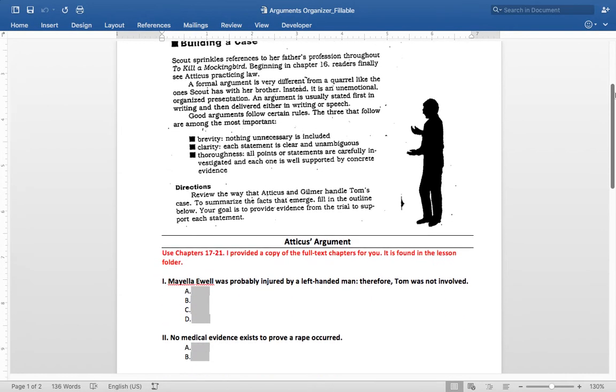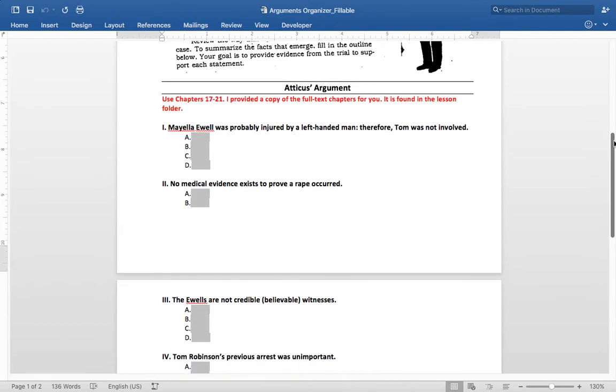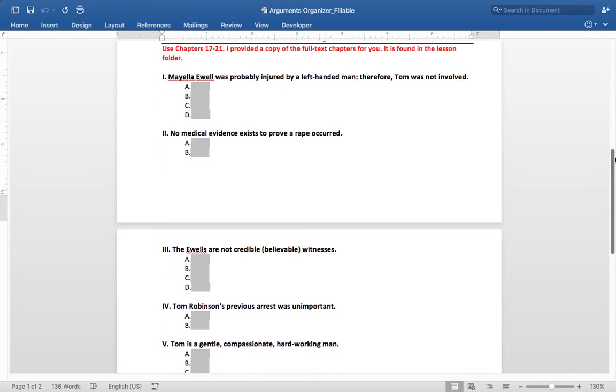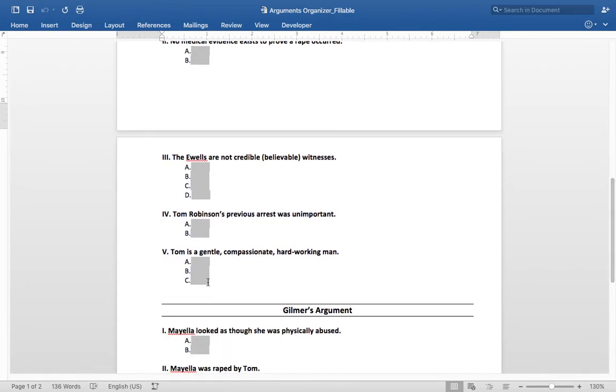You completed this worksheet where you have the arguments, right? So again, for our example, if I'm arguing that Tom Robinson is innocent, then I'm going to look at Atticus's argument because that was the person who was defending Tom Robinson. And I'm going to choose 3 of these details. Okay, so let's say I want to start off with the fact that Tom is gentle, compassionate, and is a hardworking man. If I want to start off with this as an example, one of these, A, B, or C, would be my text evidence to support that, right?